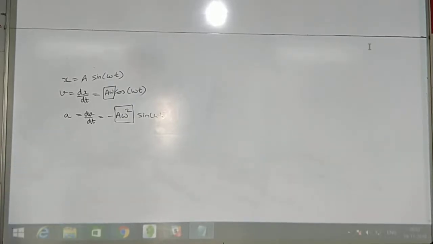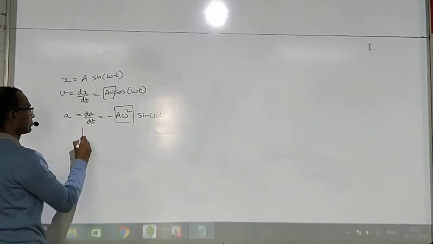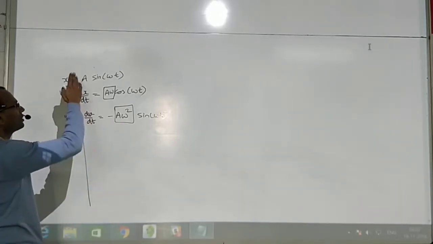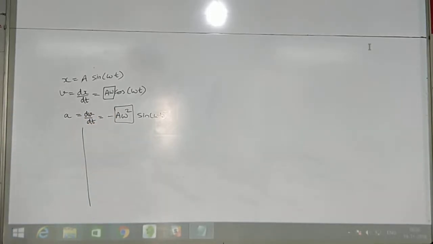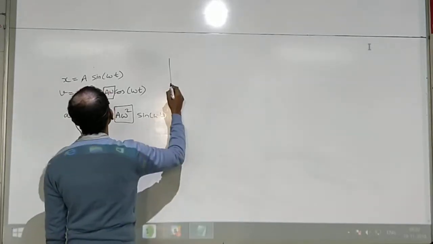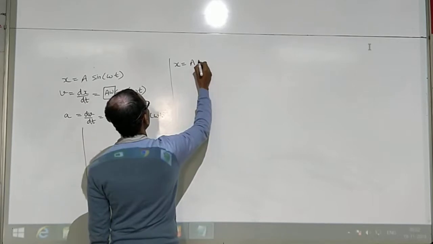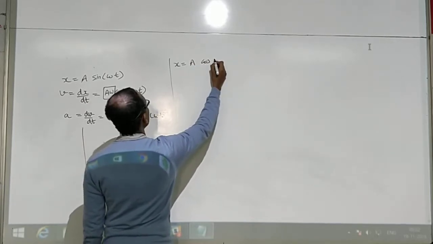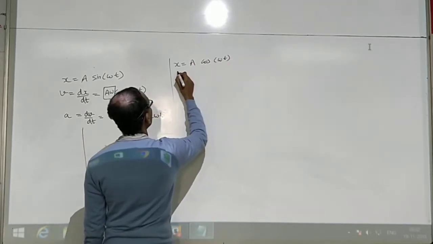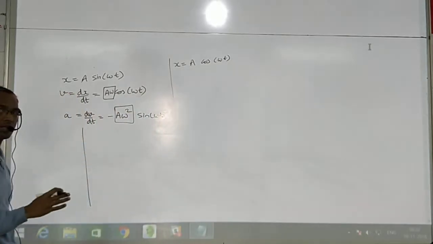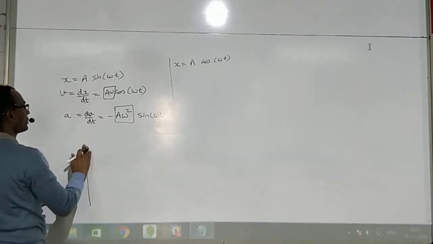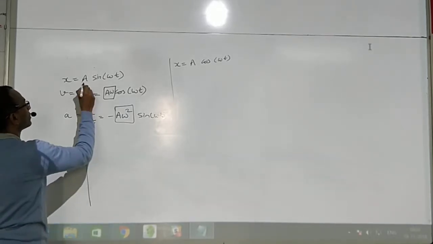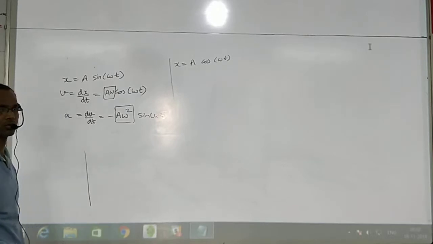in the same graph. If you start with the cos function, the corresponding things will shift by a phase angle of pi by 2, and both of them become negative. Where they will match is when you find the relation between x and a. Let's do that next step and then we'll come back. You can use cos also. You will get the same result.